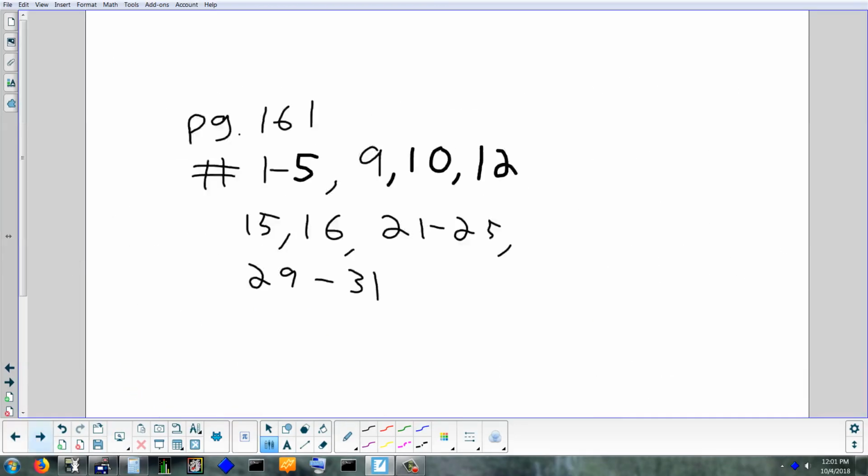So homework is on page 161. 1 through 5, 9, 10, 12, 15, 16, 21 to 25, and 29 to 31. Okay, don't forget, I will be here after school today. If you need to make up any tests from last academic week, today's the last day to do it after school. If you're not going to do it today, then you either got to do it tomorrow or it is a 0.